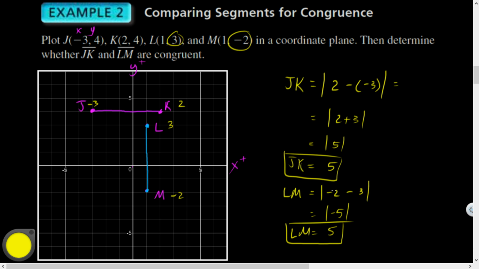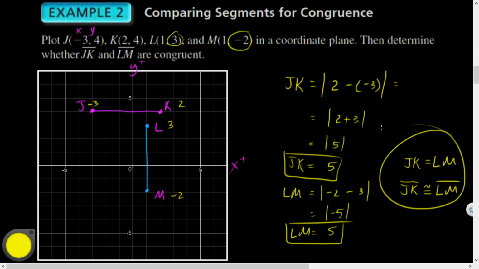Now, if JK is 5 and LM is 5, do you think I could say that JK is equal to LM? Using the transitive property, if they're both equal to the same thing, they're equal to each other, and therefore JK, the segment, is congruent to LM, the segment.